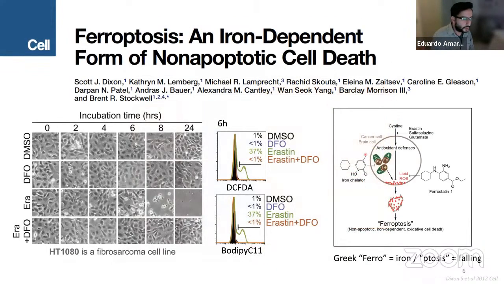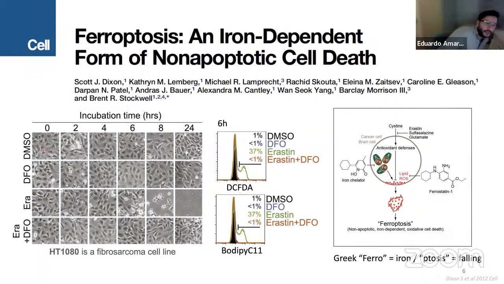So this was the first paper that showed ferroptosis. This was published by Dixon and Stockwell. And this story actually started in 2003, when Stockwell's lab decided to screen a bunch of small molecules that would induce known apoptotic cell death. And they found one compound called Erastin, which is described here as ERA.